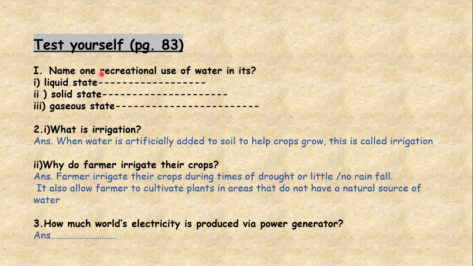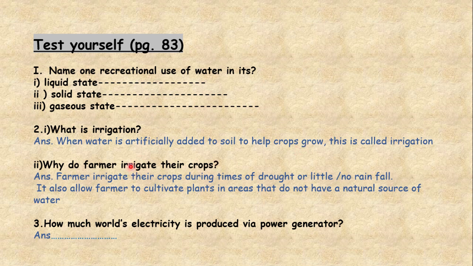Now this is the time to solve a test yourself related to this lesson. Question number 1: Name one recreational use of water in which water is in the liquid state, the solid state, and the gaseous state. You can write any one example by your own choice. Question number 2: What is irrigation? We can describe irrigation as the process in which water is artificially added or supplied to the soil to help the growth of the crops.